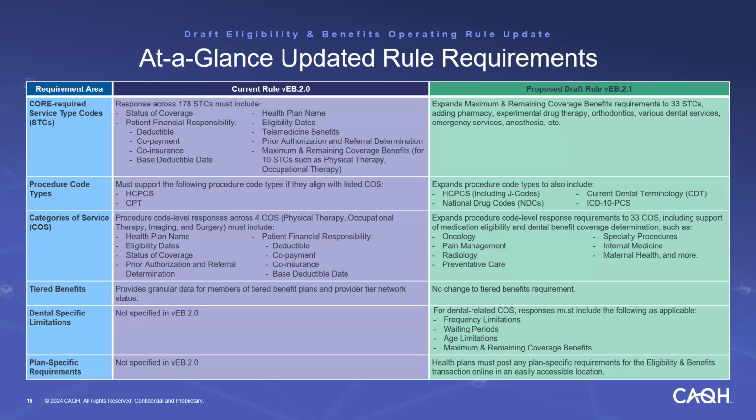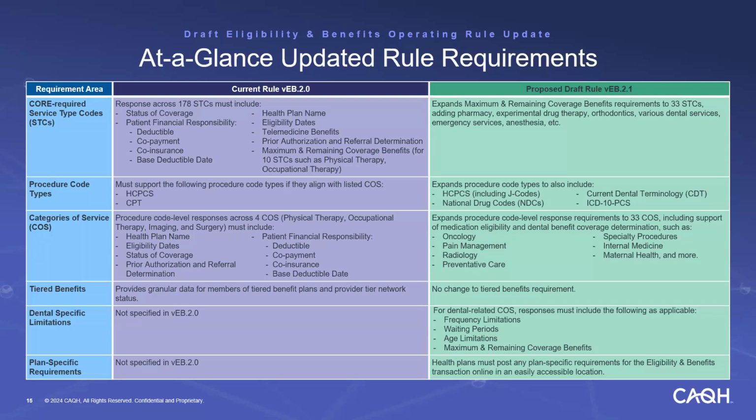Another way of saying this is the groups added 23 STCs to the list of those that must send back maximum and remaining coverage information if that STC is included in the eligibility and benefit inquiry. That list is going to be in the appendix of the rule, which you're going to receive on Monday, along with the rule itself. One step down, actually only because it makes sense here, I'm going to conflate the next two rows about procedure type codes and categories of service.